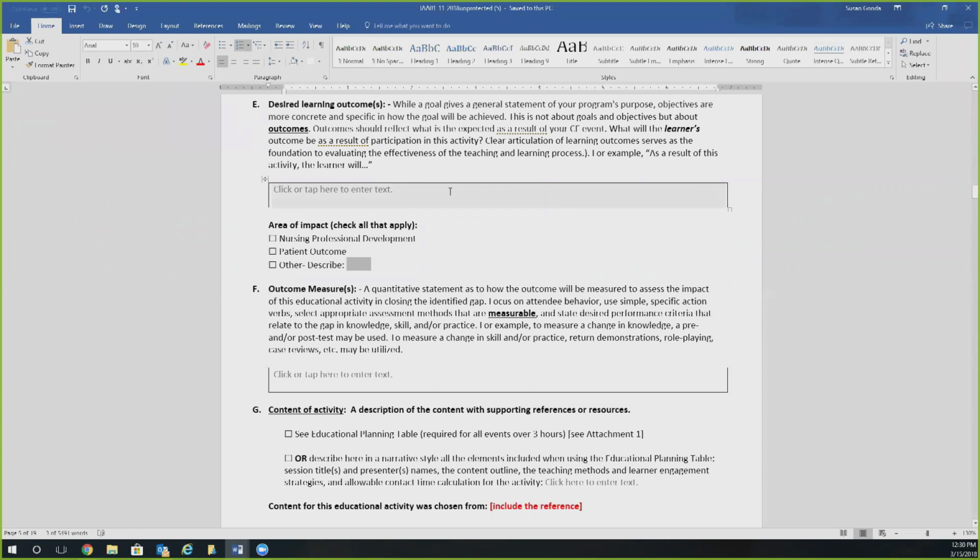A general statement about what you would like the outcome to be and how you're going to measure that you achieved that outcome. This section here on the area of impact, it will either be professional development, which means the nurses are going to learn something from this and it's going to enhance their professional development. It could also be that you want to measure patient outcomes. So if you have the benefit of being able to get data about a patient population and show that it went from 50% compliant to 75% compliant, click the patient outcome. If there's some other way you are going to impact, check the box and describe it.